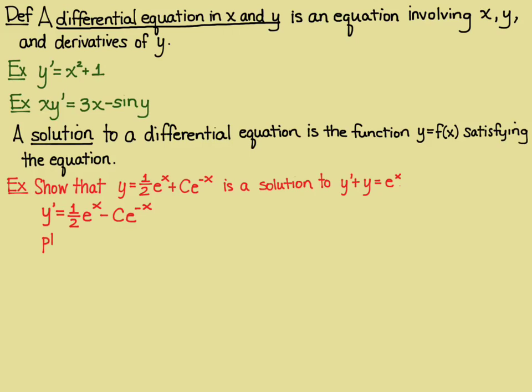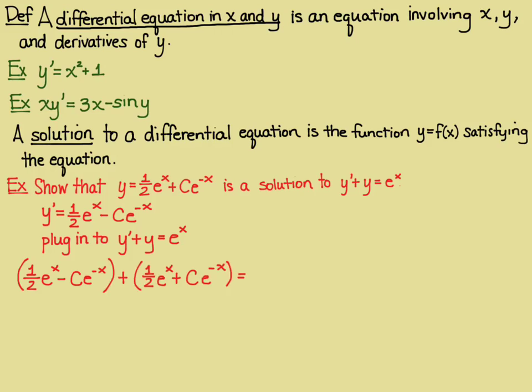So now I can plug that in for y prime, and I can plug in y equals 1/2 e to the x plus c times e to the negative x for y. When I do this, we notice that the c times e to the negative x's cancel, and I'm left with 1/2 e to the x plus 1/2 e to the x, which is e to the x. And that's exactly what we wanted.